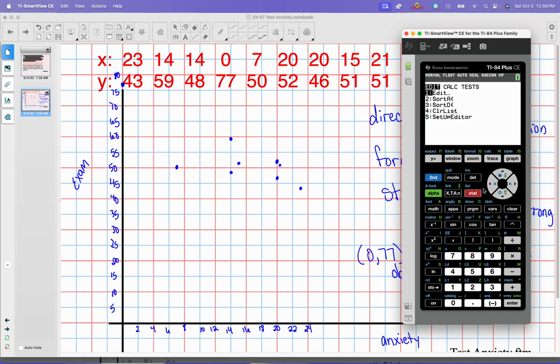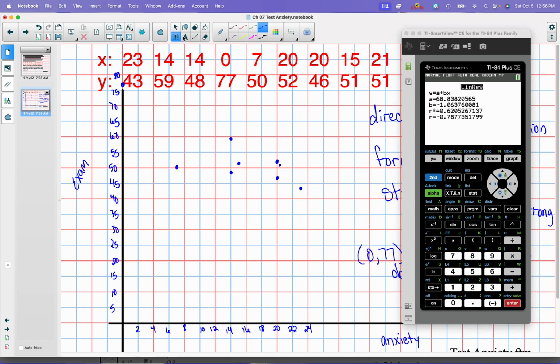So now that I've done that, I'm going to go back and do this again. Stat, calc, number 8. Thank goodness it remembered my lists, and then calculate. And now it gives me these values. I have an R squared value and an R value. The value that we want is this value called R. So R equals negative 0.7877. This is called the correlation coefficient.